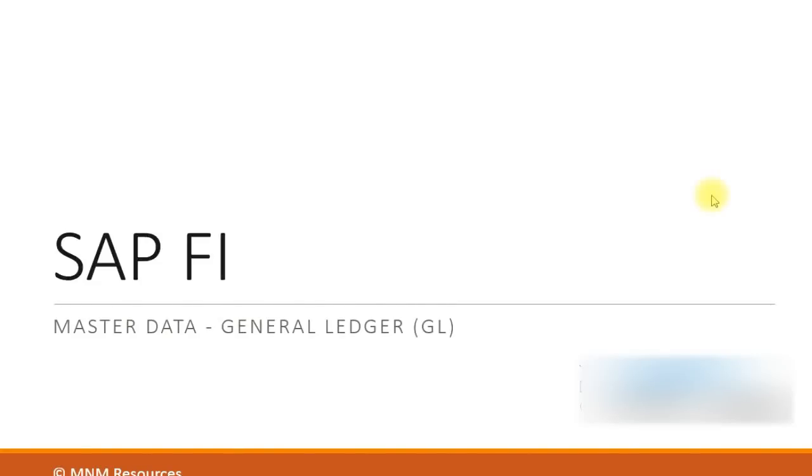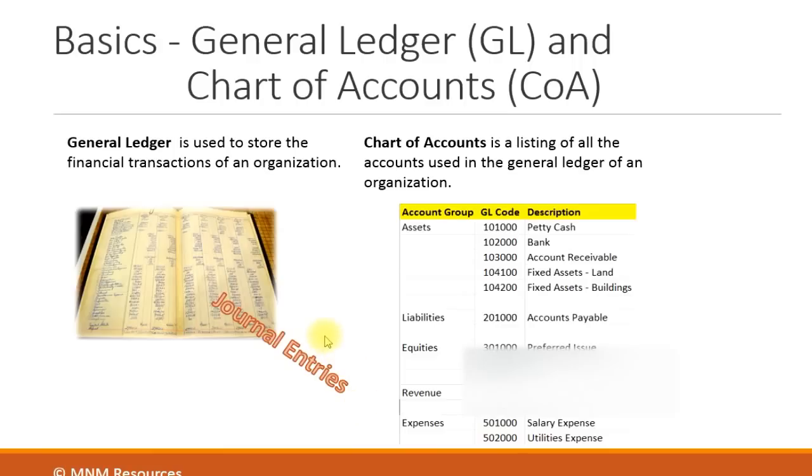Let's look at the General Ledger master data. Back in the old days, before any computers, all the financial transactions were stored in a big heavy book, which was called the General Ledger. All the entries were posted in this book. It was later consolidated into a balance sheet and a P&L statement. Now going forward in SAP, we will be using the same terminologies, the General Ledger and journal entries.